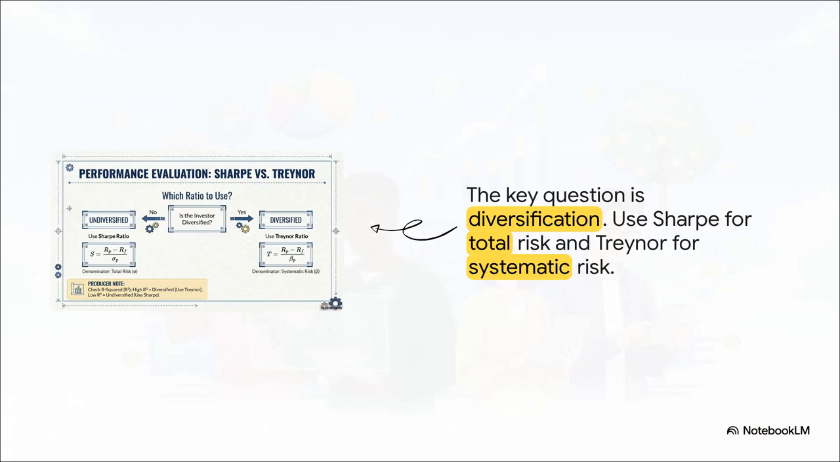The very first question you have to ask is, is this portfolio well diversified? If the answer is no, then that investor is being exposed to total risk, both the market risk and all that company-specific stuff. So in that case, we use the Sharpe ratio, because it has total risk, standard deviation, in the denominator. But if the portfolio is well diversified, then all that company-specific risk is gone, and we only care about the market risk they were paid to take. So then we use the Treynor ratio, which has beta in the denominator. They both measure risk-adjusted return, but you have to use the right tool for the right job.